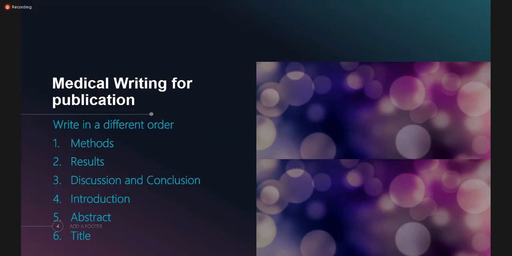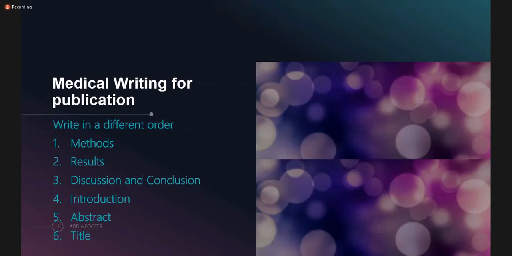So: methods, results, discussion, conclusion, introduction, abstract, and the title. The abstract is second last on this list, because in the abstract you need to tell the reader about the I, M, R, and D. I for introduction, M for methods, R for results, and D for discussion. So discussion shrinks to just the conclusion in the abstract part.